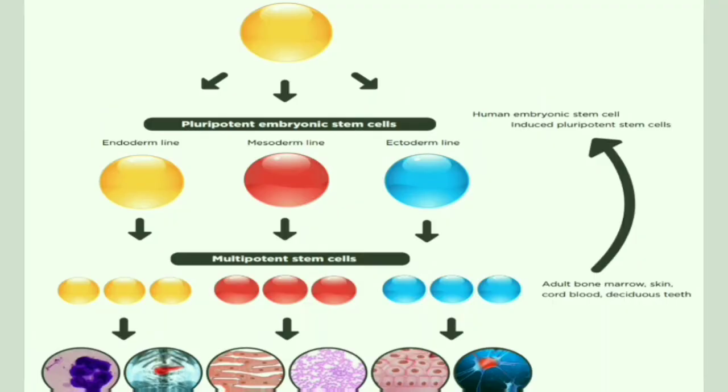This diagram explains that an embryonic stem cell is a totipotent cell. This totipotent cell can give rise to pluripotent cells. These are endoderm, mesoderm, and ectoderm. These can give rise to multipotent stem cells that can further give rise to lungs, pancreas, heart muscles, red blood cells, skin, as well as neurons.